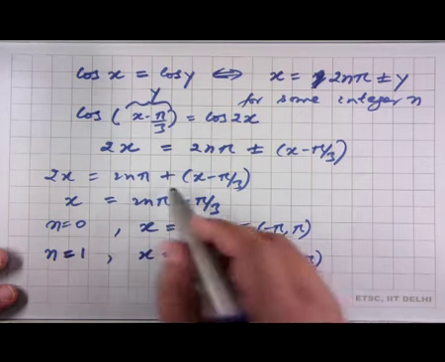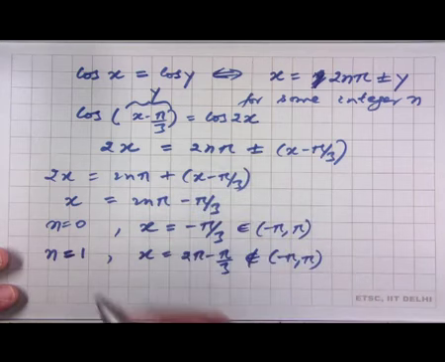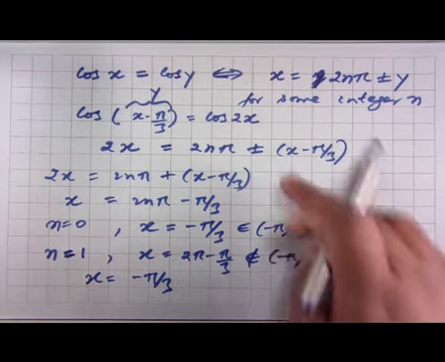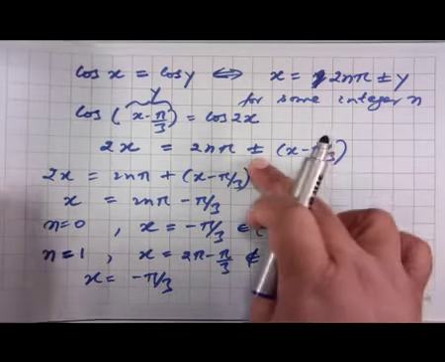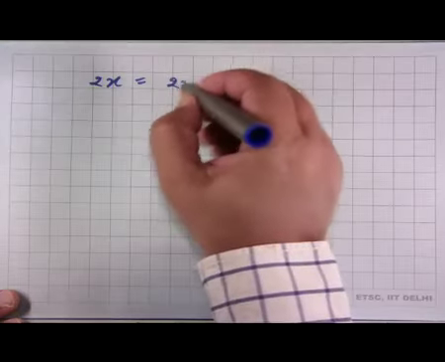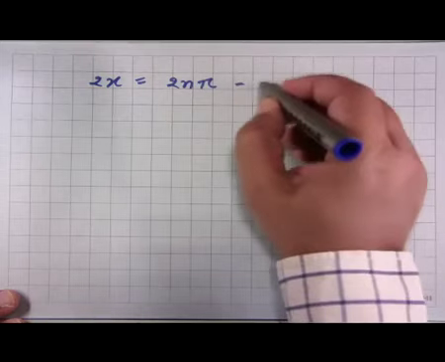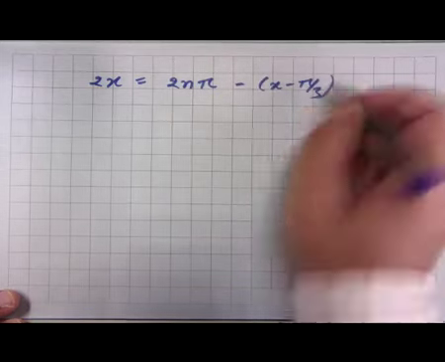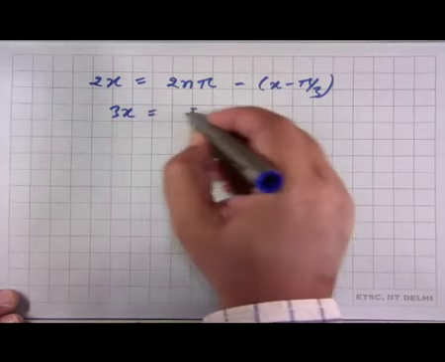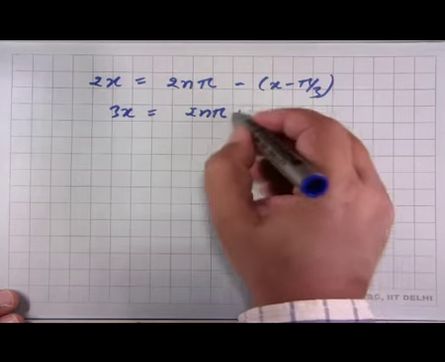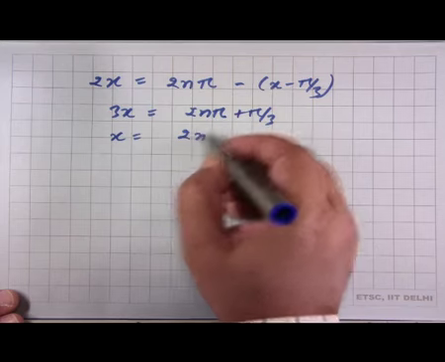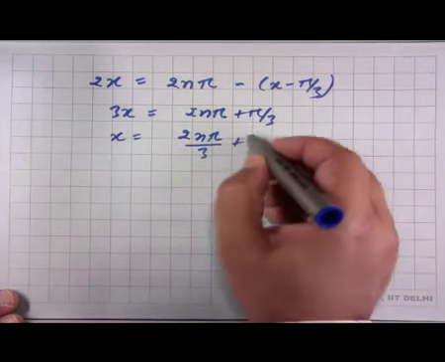So with the plus sign here, the only solution that we get is x equal to minus pi by 3. Now let us see what we get with the negative sign here. So that equation is 2x must be equal to 2n pi minus x minus pi by 3, and that can then be written as 3x is equal to 2n pi plus pi over 3, or x is equal to 2n pi over 3 plus pi over 9.